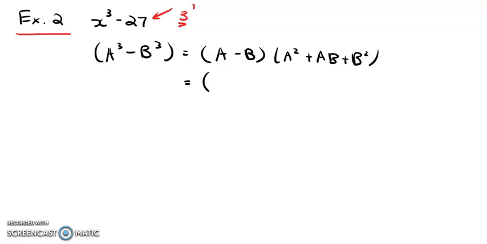Okay, so now let's factor this. We would say that our a is x, and we already said that b is 3, so we have x minus 3.